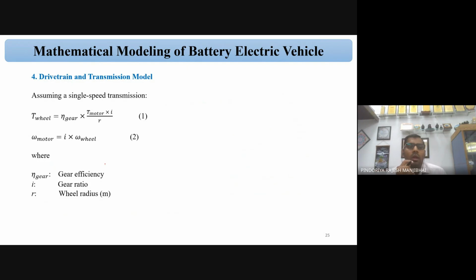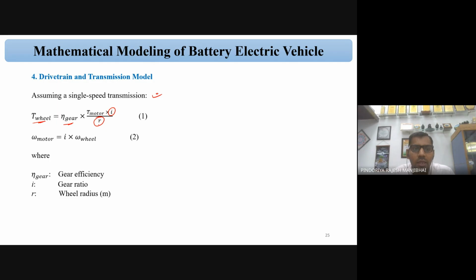Next, there is the drivetrain and transmission model. Assuming a single speed transmission system, normally we can see that 98, otherwise you can say 95% of vehicles use a single speed transmission system. So the vehicle torque is equal to eta gear, which is the gear efficiency, into torque of the motor into i divided by r.